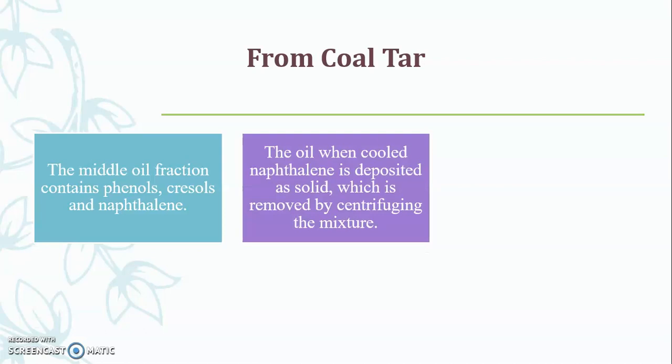Now this middle oil obtained from the carbonization of coal tar is cooled, which leads to the formation of solid naphthalene. Naphthalene has a lower boiling point, and due to cooling it is converted into a solid, which is removed. Naphthalene and cresols are present as impurities, so it is necessary to remove them from the phenol. Naphthalene is removed by cooling so that it is deposited as a solid, and this solid can be easily removed by centrifuging the mixture.